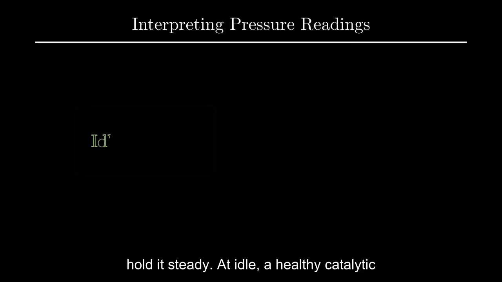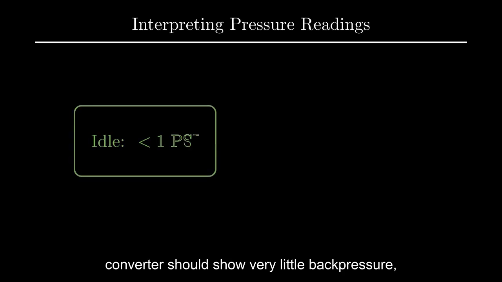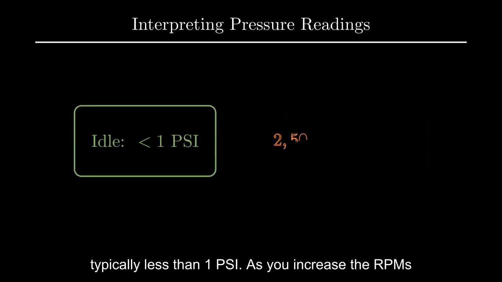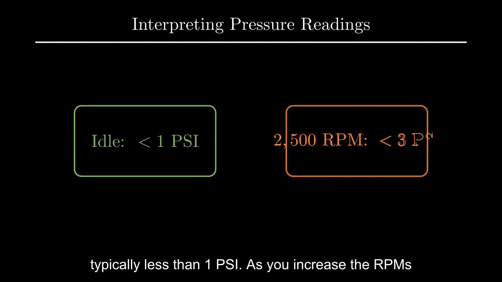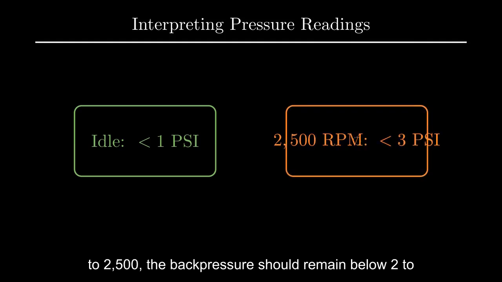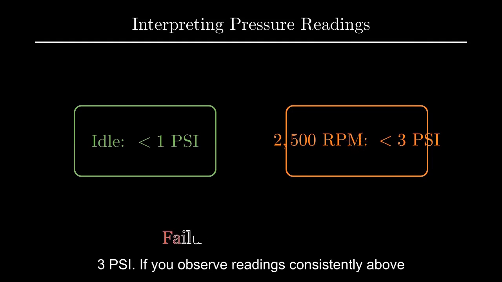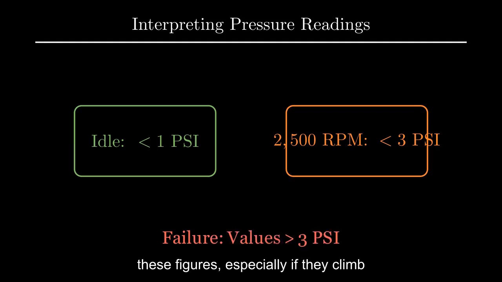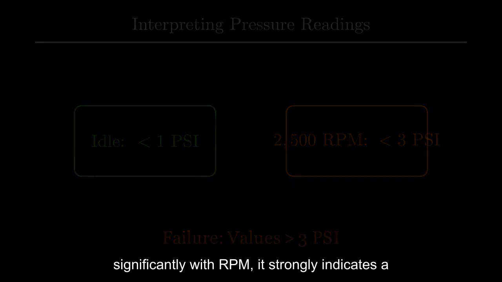At idle, a healthy catalytic converter should show very little backpressure, typically less than 1 psi. As you increase the RPMs to 2,500, the backpressure should remain below 2 to 3 psi. If you observe readings consistently above these figures, especially if they climb significantly with RPM, it strongly indicates a restriction within the catalytic converter, pointing towards failure.